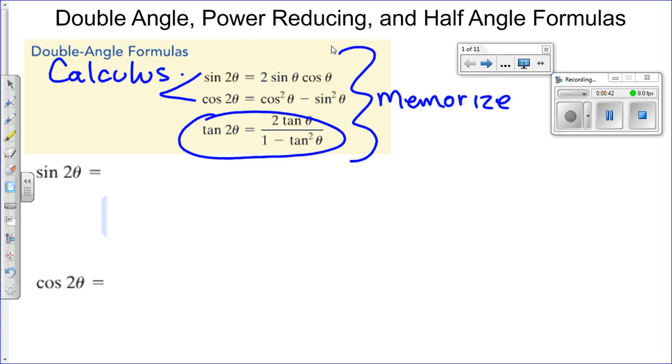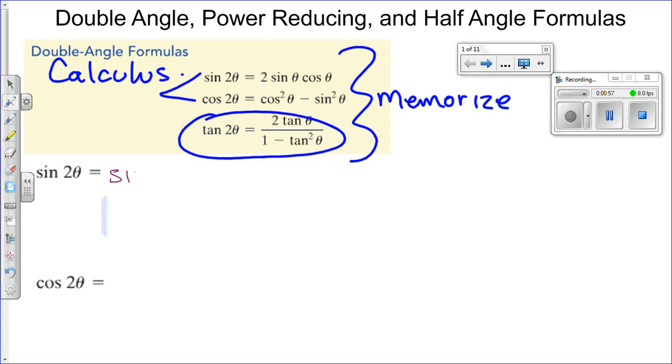But let's say that you forget those two on the test. Well, I am going to provide you with the formulas from 5.2, which are here on the dry erase board. And so if you forget the double angle, you'll be able to derive the other two. So let's see if you guys got the same.